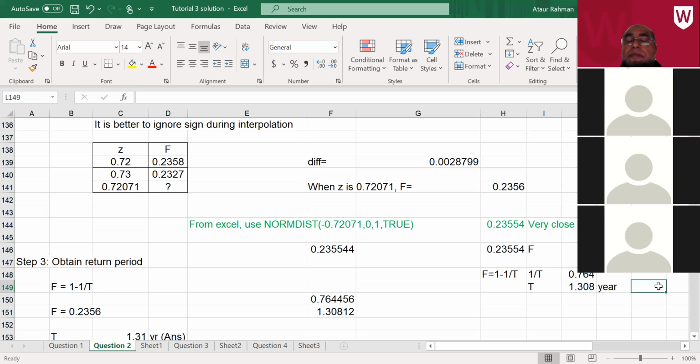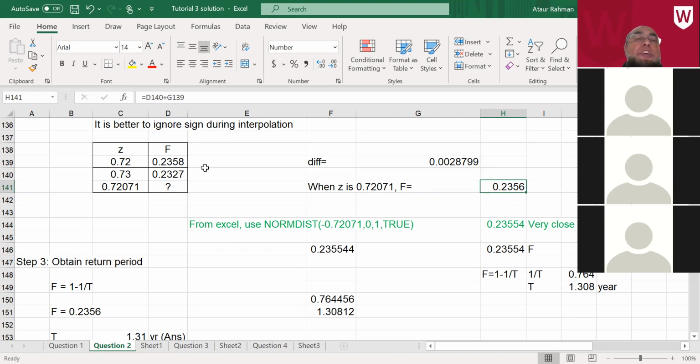Yes, excuse me, sir. The value F up there, what's the formula you use to get the F? F equals 1 minus 1 over T. Sorry, up there, go up. That value, no, up one, up more. No, the other one, like for a particular Z. No, sir, the one when Z is 0.72, F equals. Move your cursor up, up here. Yeah, that one. What's the formula for that? When Z is 0.720, what is F?